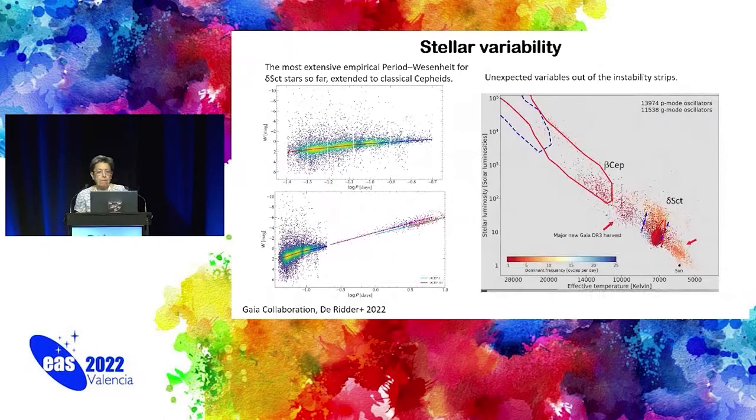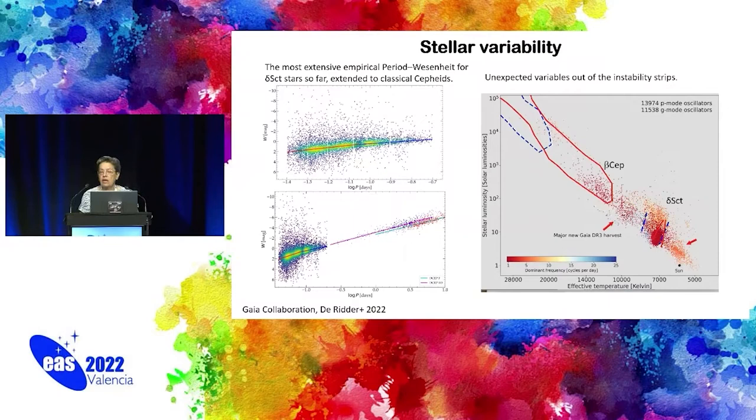And on this stellar variability, Lohan Ayer was telling us about this wonderful set of Delta Scuti stars, and that we have today the best and extended period-Wesenheit relation for these Delta Scuti stars, covering a large range of periods. And how this large range of periods and this relationship looks like it is continuous with the classical Cepheids, and you can see in the left bottom plot.